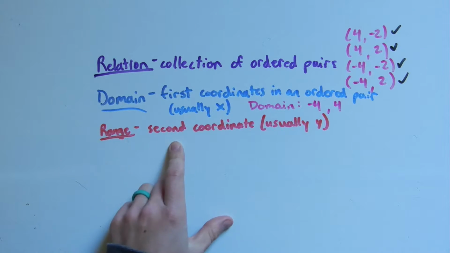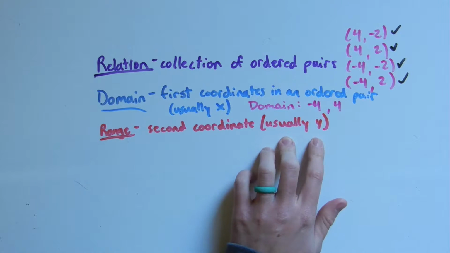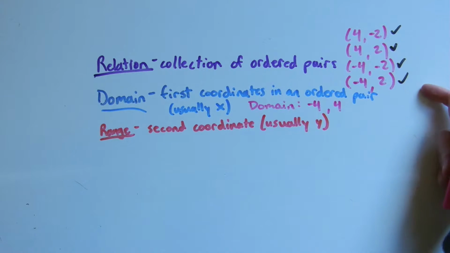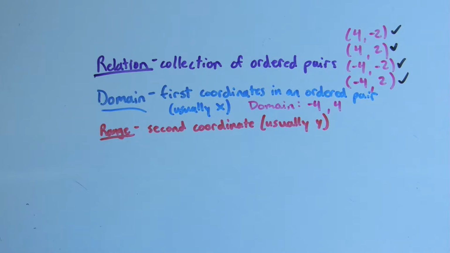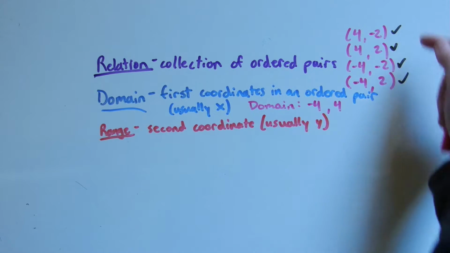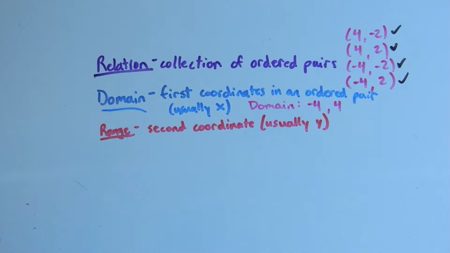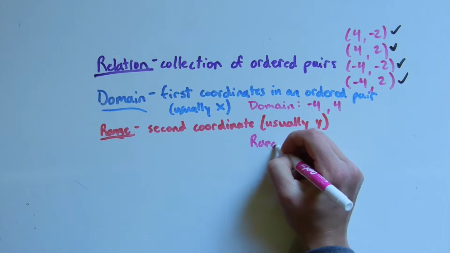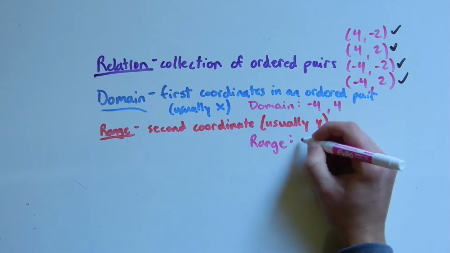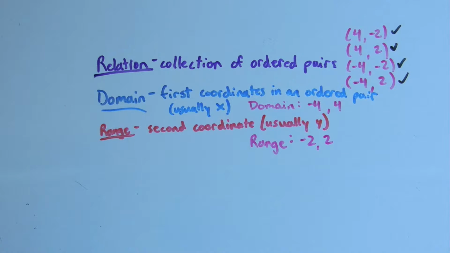Our range is the second coordinate within that ordered pair. That's usually the y. So looking at our relation, we have -2, 2, -2, 2 for our y coordinates. -2 is repeated and +2 is repeated. And we don't need to write repeated values within the range. So our range is just going to be -2 and +2.